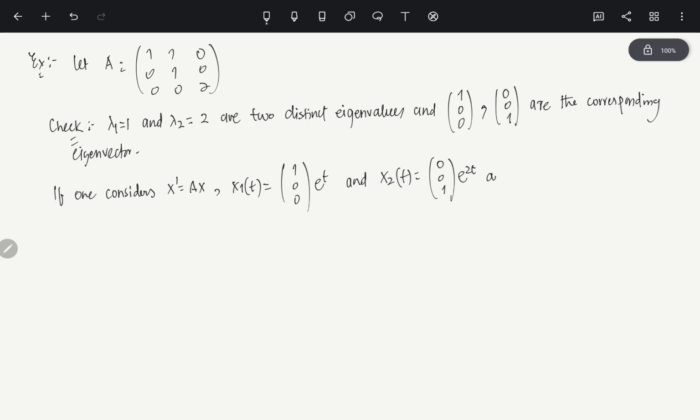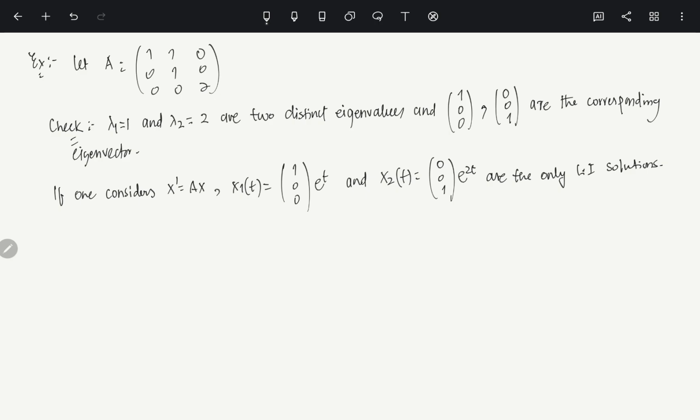But the problem is this is a 3 cross 3 matrix, right? So the solution space is of dimension 3, and hence you need another solution to write down the general solution. So how do you find something like this? That is the main question. Clear? Okay. So what we are going to do is this.